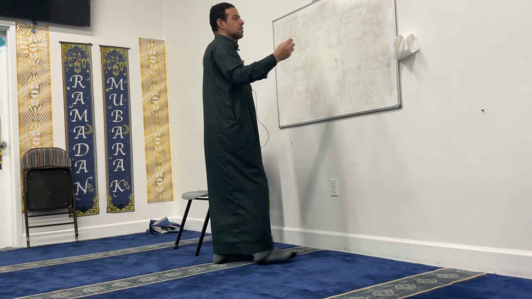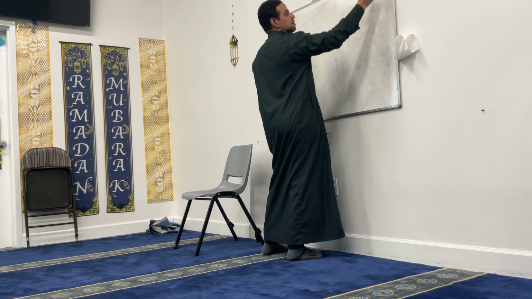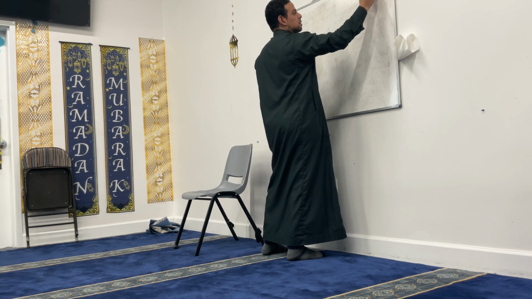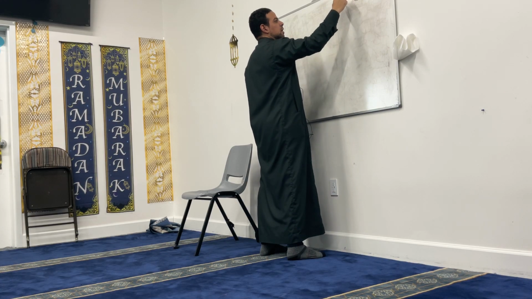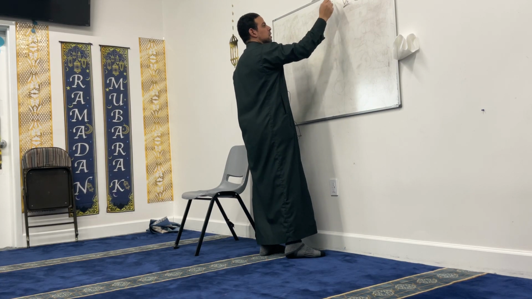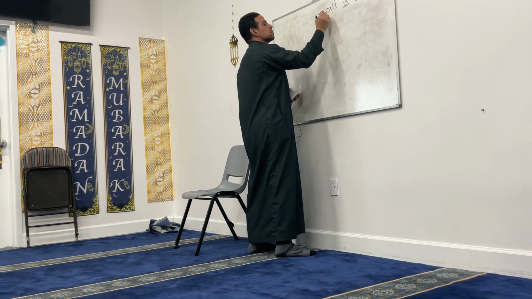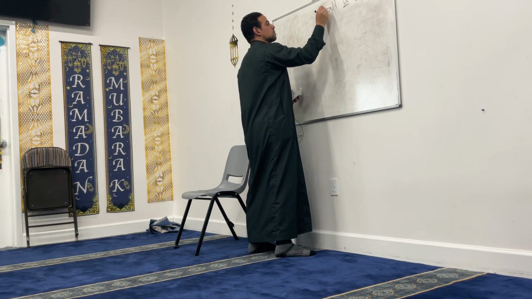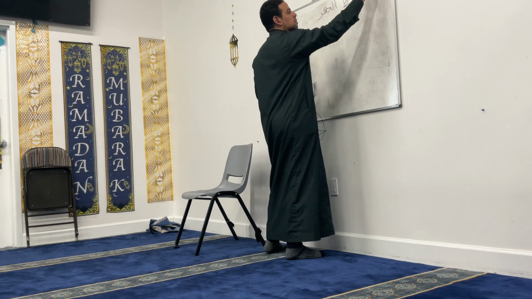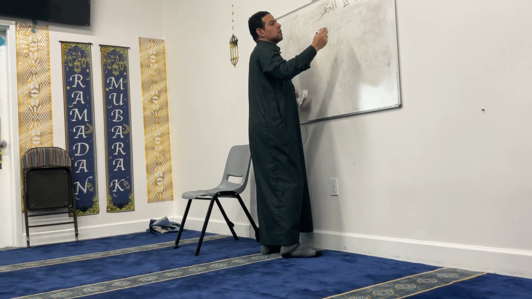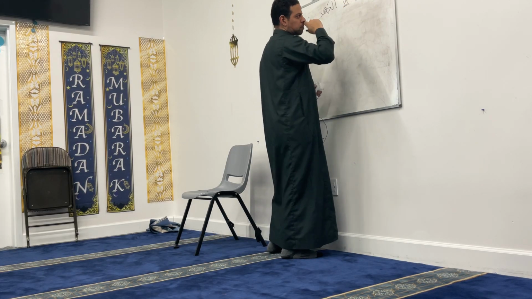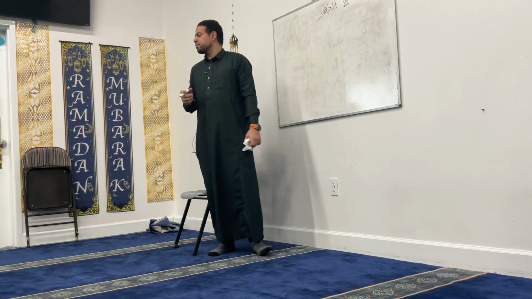The first one is hams, and the opposite is jahr. So the first one is الهمس, and the opposite one الجهر. And we said الهمس. What does it mean, الهمس?